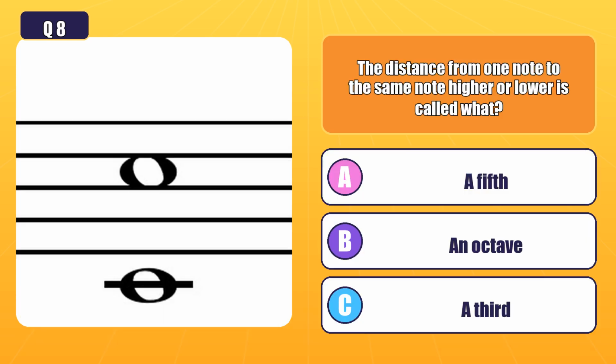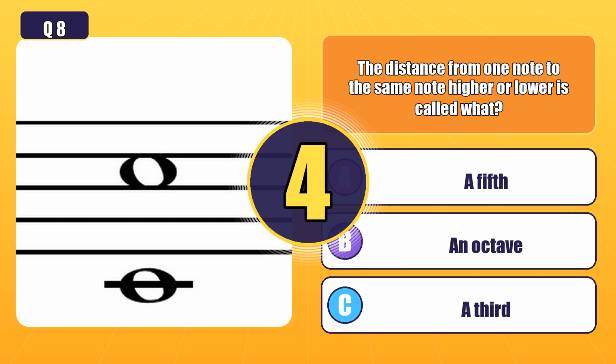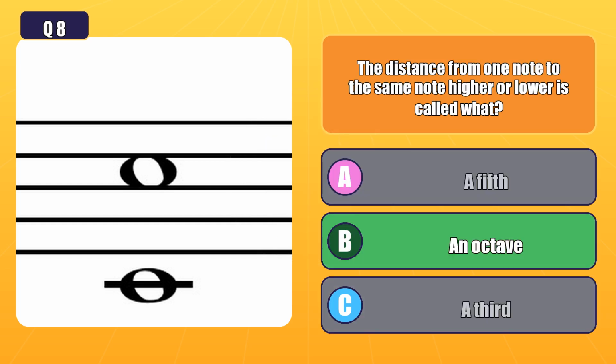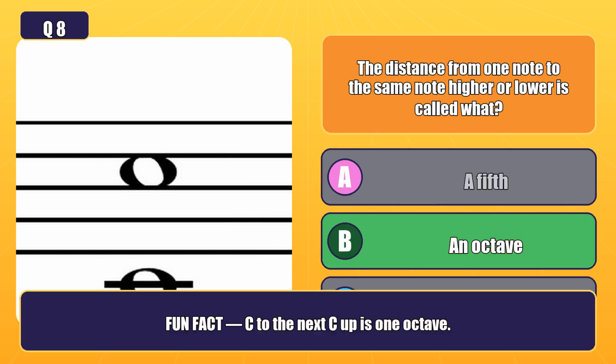Question number 8. The distance from one note to the same note higher or lower is called what? The answer is an octave. Fun fact, C to the next C up is 1 octave.